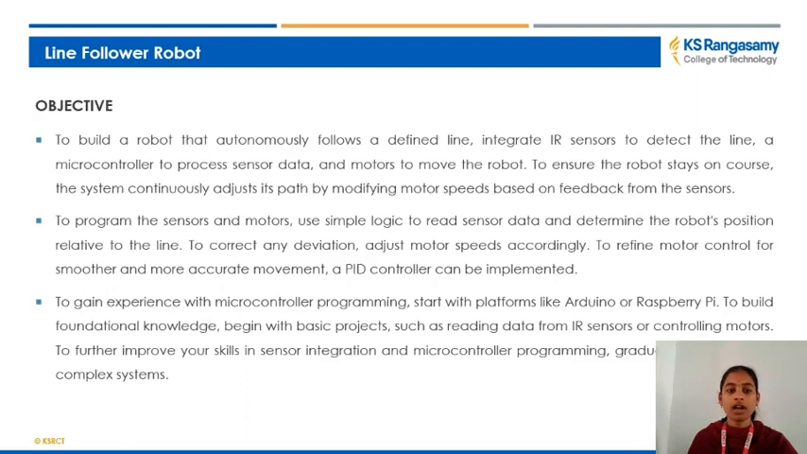The objective is to build a robot that autonomously follows a definite line, integrating IR sensors to detect the line, the microcontroller to process sensor data, and motors to move the robot. To program the sensors and motors, use simple logic to read sensor data and determine the robot's position relative to the line. To gain experience with microcontroller programming, start with platforms like Arduino or Raspberry Pi. To build foundational knowledge, begin with basic projects such as reading data from IR sensors or controlling motors.